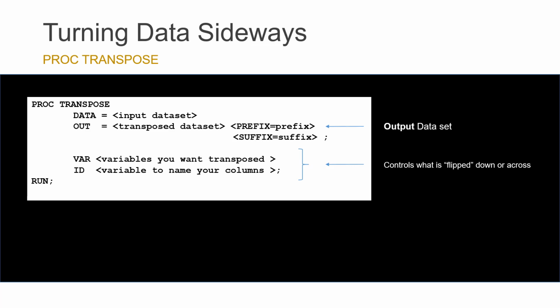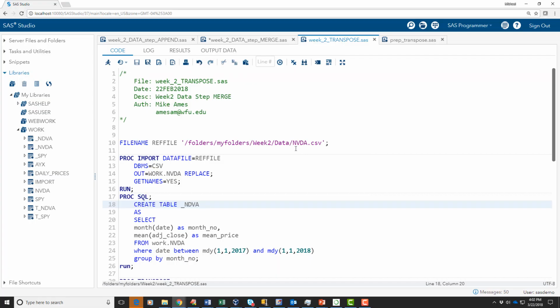Var tells you which variables you want transposed and basically controls what is flipped. And transpose will go both directions. It'll take skinny data, turn it wide, take wide data, and turn it skinny. Let's go see it in action.